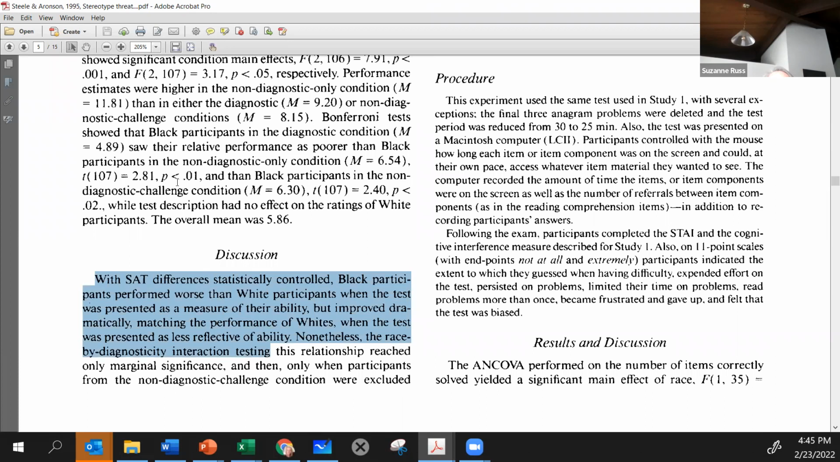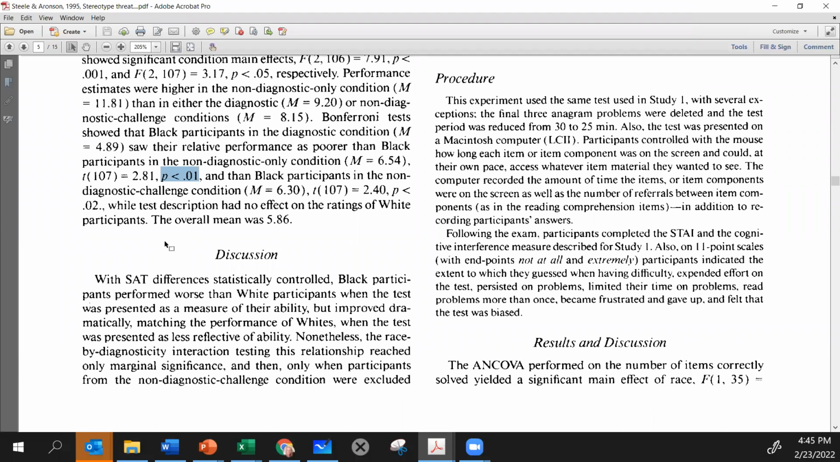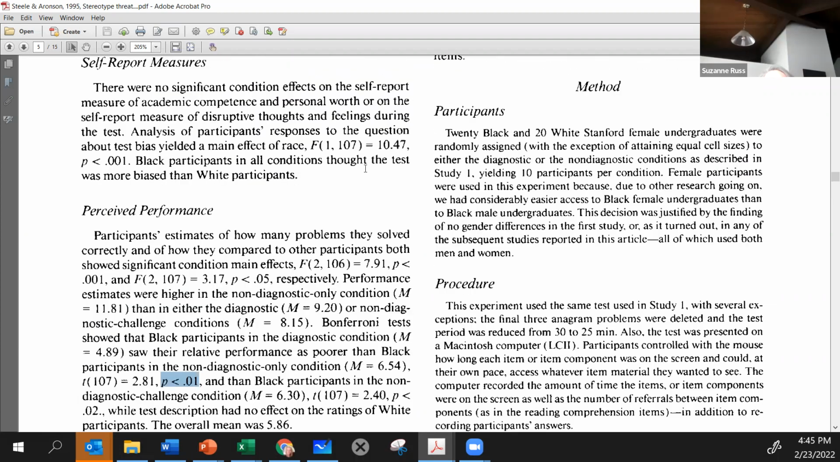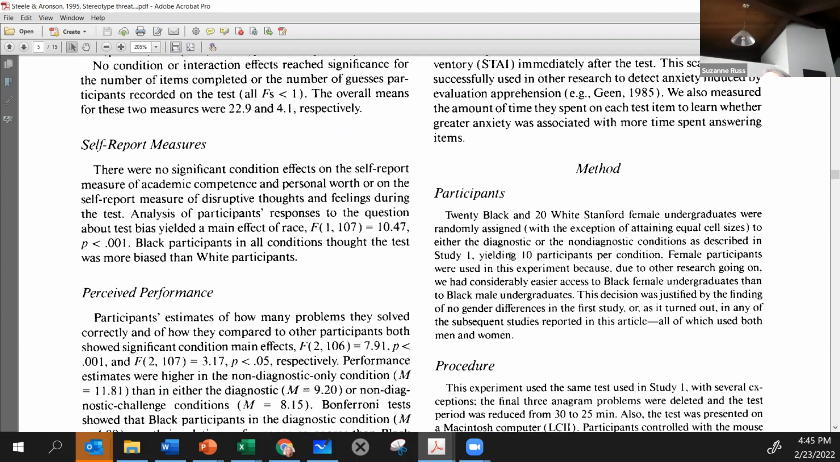And so you're going to try to read these results. Let me tell you a couple things you can look for. Whenever you see this P less than something, that means the probability of getting this result is less than 1%, or it means it was significant. Okay.